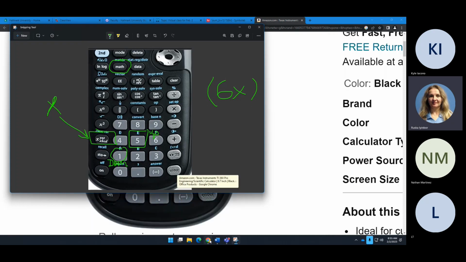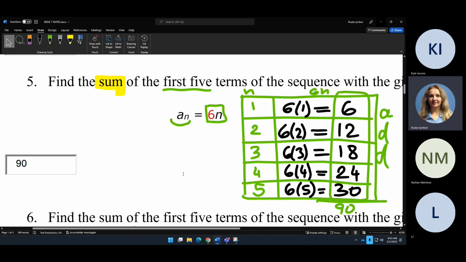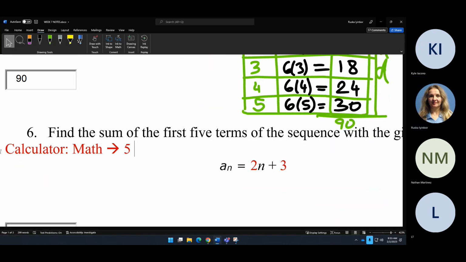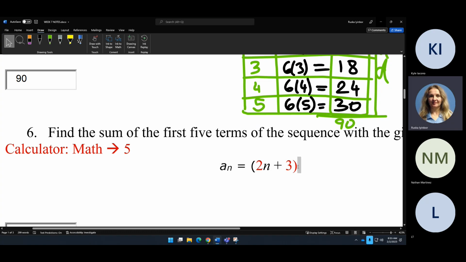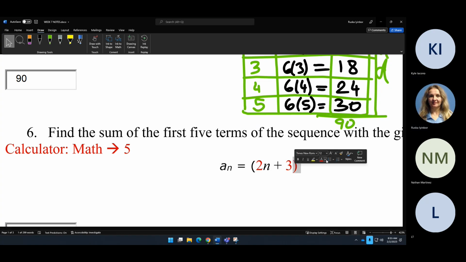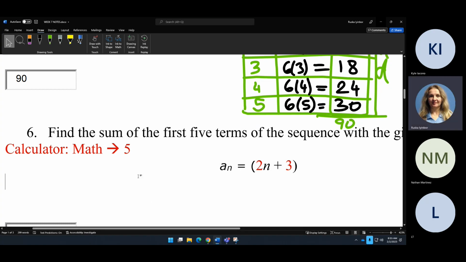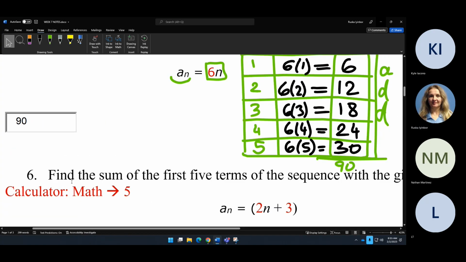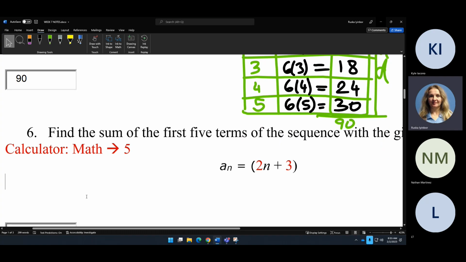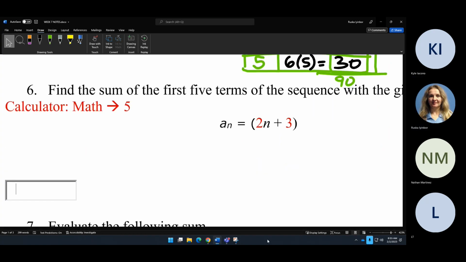Now, use the calculator and give me the answer for this one. So this is what you're going to put in parentheses. So you see 2x plus 3. So tell me what you get. 2n plus 3, from 1 to 5 again. 45. Thank you.